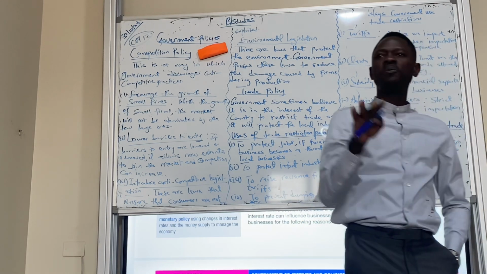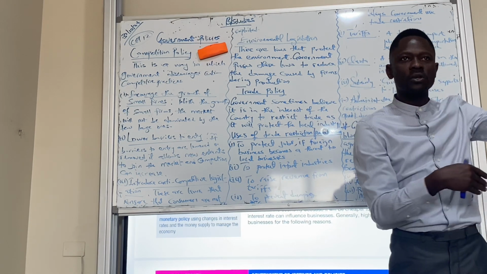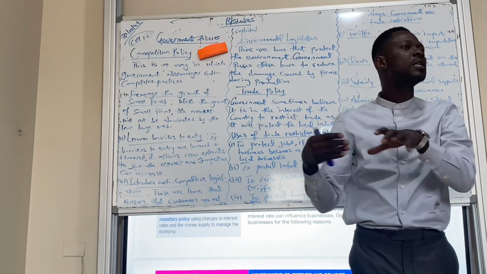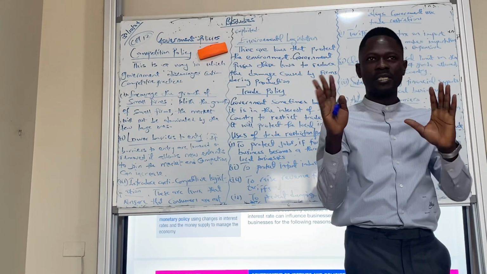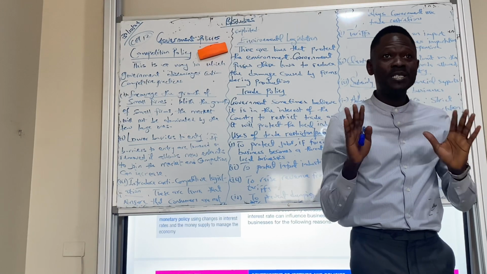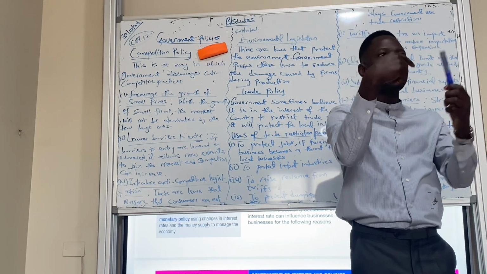When we talk about dumping, it simply means the price of the imported products is lesser than the domestic products. We all assume, it's a notion, that imported products are supposed to be expensive, yes or no? But let's assume this is made in Libya, and there's another one made maybe in Turkey.